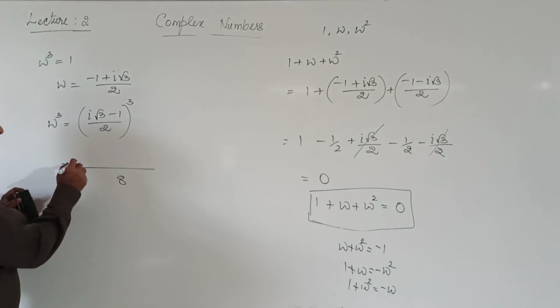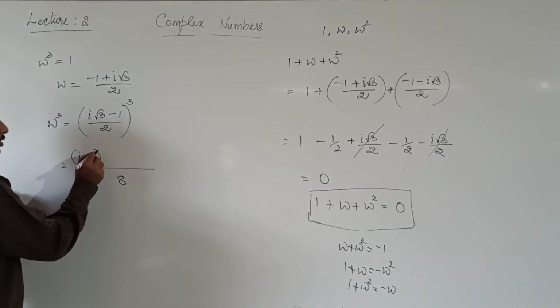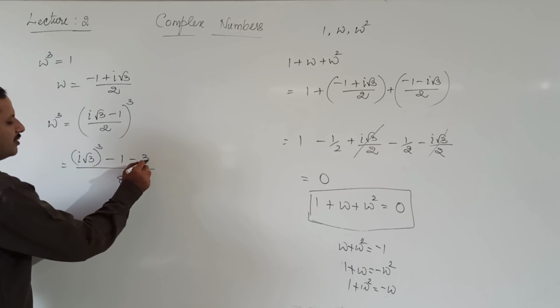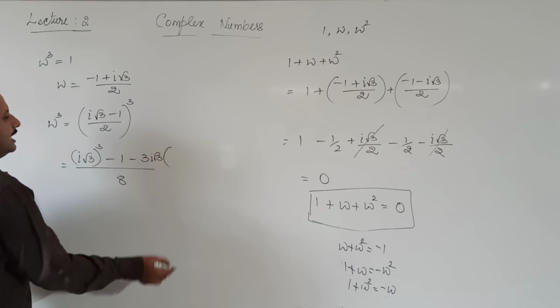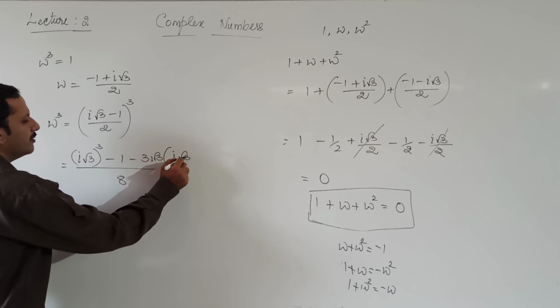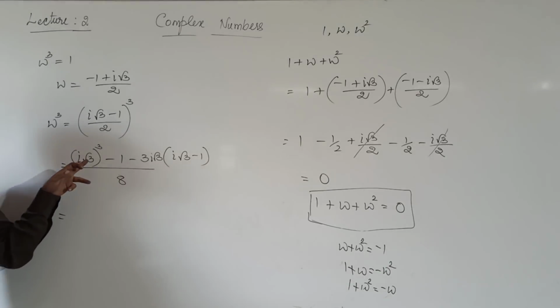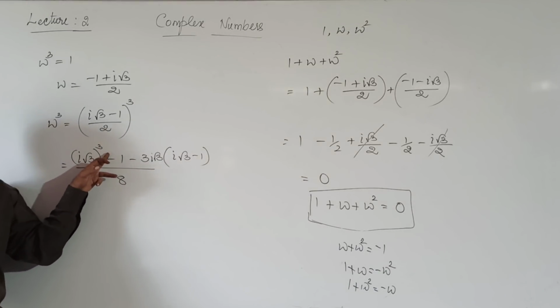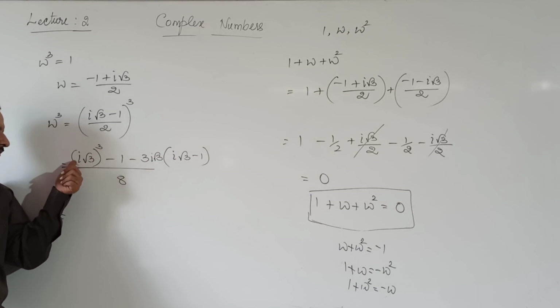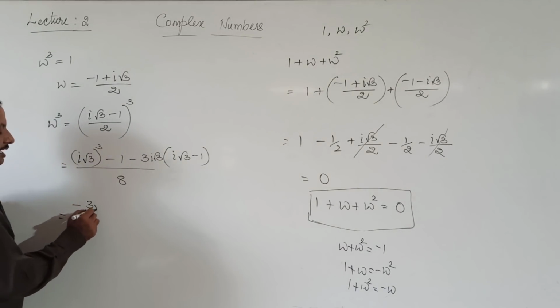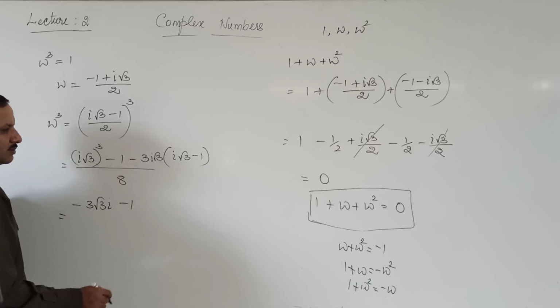You know the formula: a cube, that is i root 3 whole cube, minus b cube, 1 cube, that is 1, minus 3ab, that is 3 i root 3, into a minus b, i root 3 minus 1. Okay. Let us simplify this. Here, i cube into root 3 whole cube. Root 3 whole cube can be written as 3 root 3. i cube is minus i. So this will become minus 3 root 3 i minus 1.